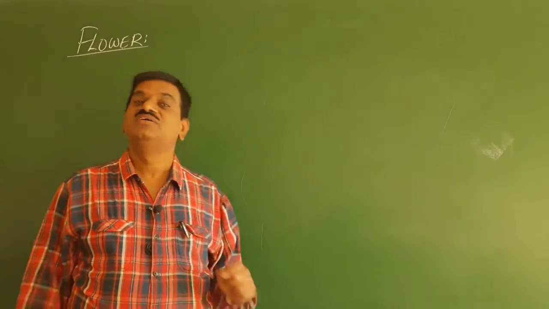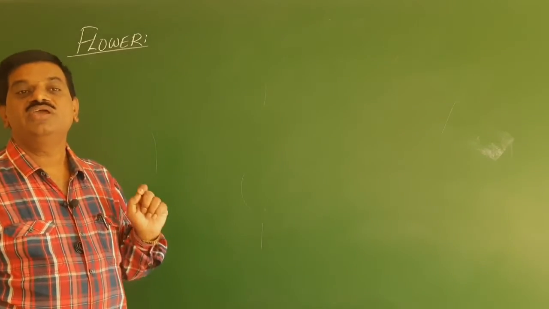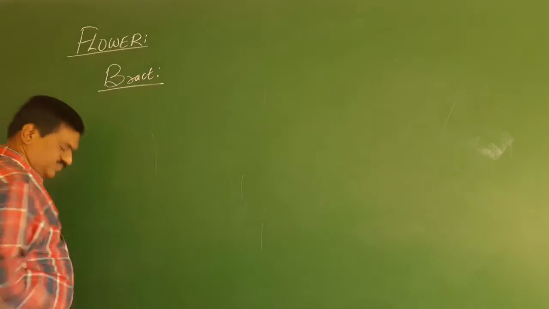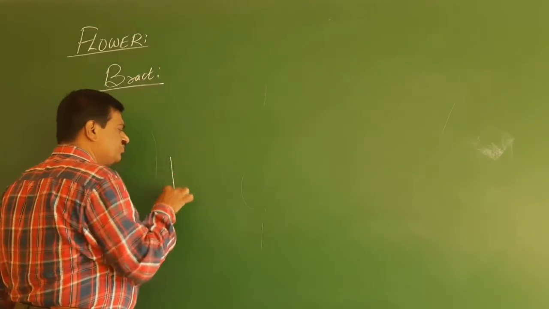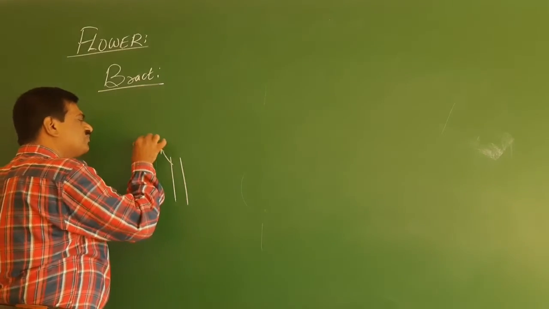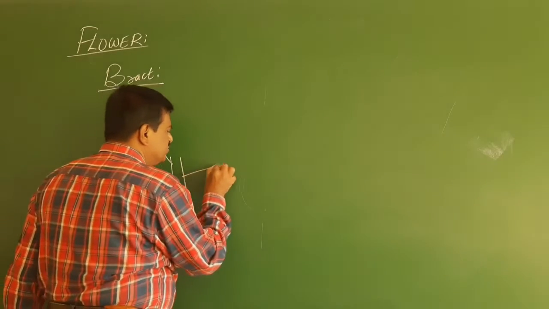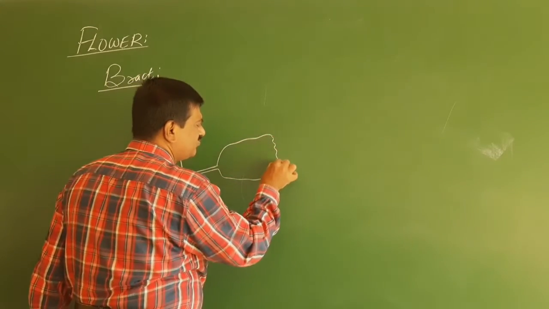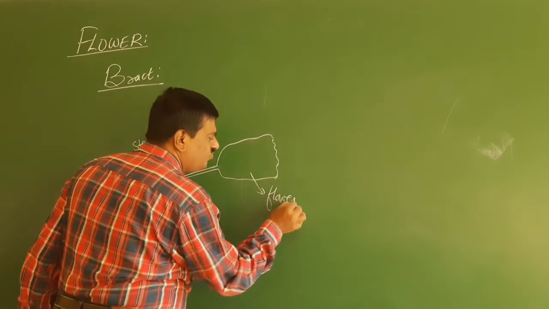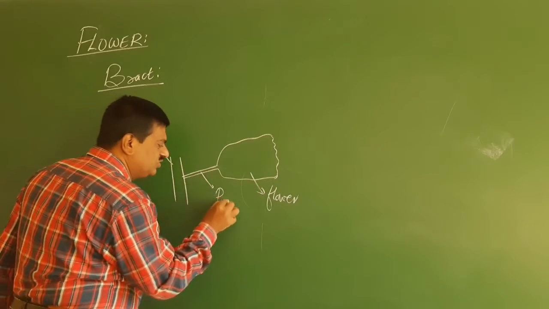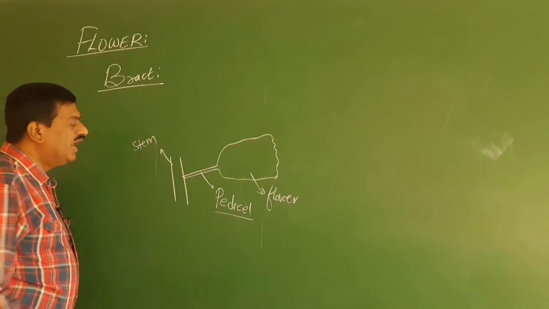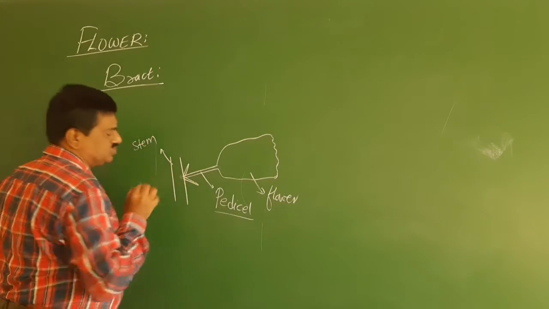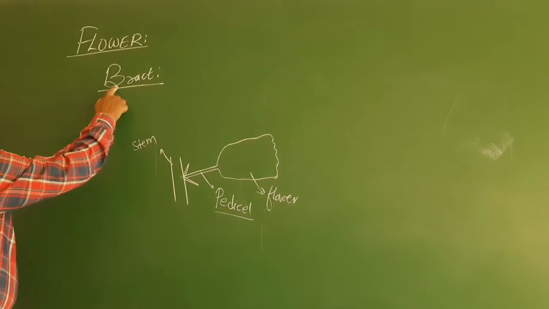Students, we are going to continue with some more detail about the flower. So we are talking about the bract. When you take a stem, the stem at the nodal regions gives rise to a flower. Let's imagine this is a flower. This is the stalk of the flower, called the pedicel. At the base of the pedicel, there is the presence of two outgrowths, and these two outgrowths are called bracts.